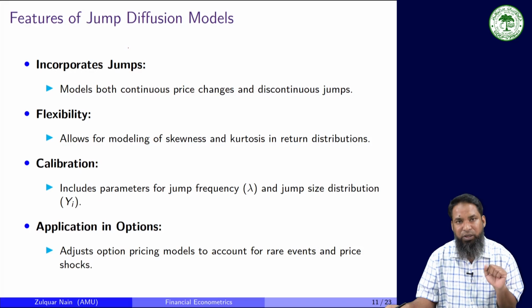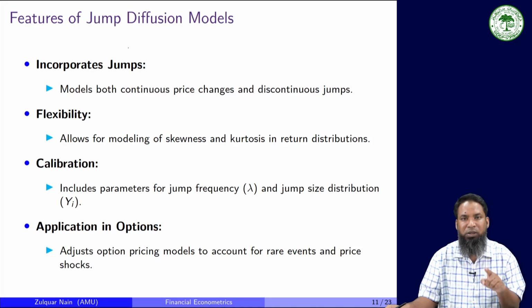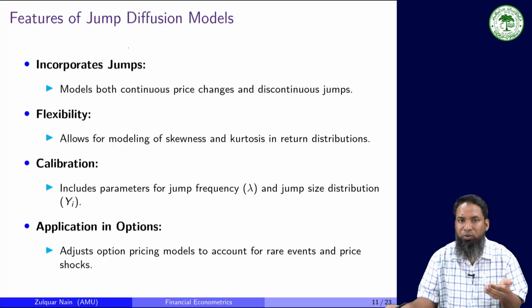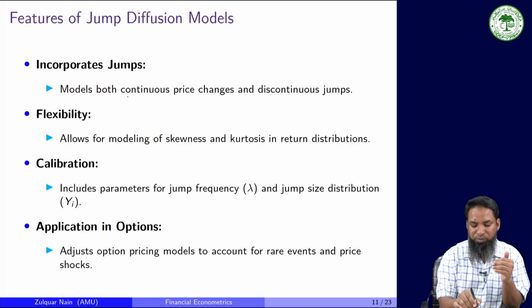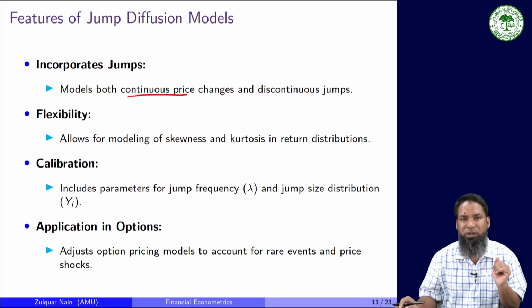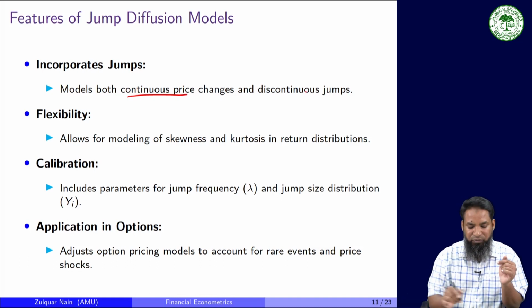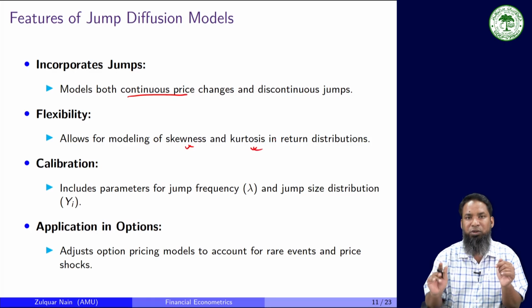So what are the features we have? The first feature is that it incorporates jumps. Another interesting feature is that it not only captures the jump, it models both the continuous price changes and also the discontinuous jumps. However, in the earlier models we were able to capture only the continuous price change, not the discontinuous jump. The flexibility of this model is that we can allow for modeling the skewness and the kurtosis in the return distribution if needed.